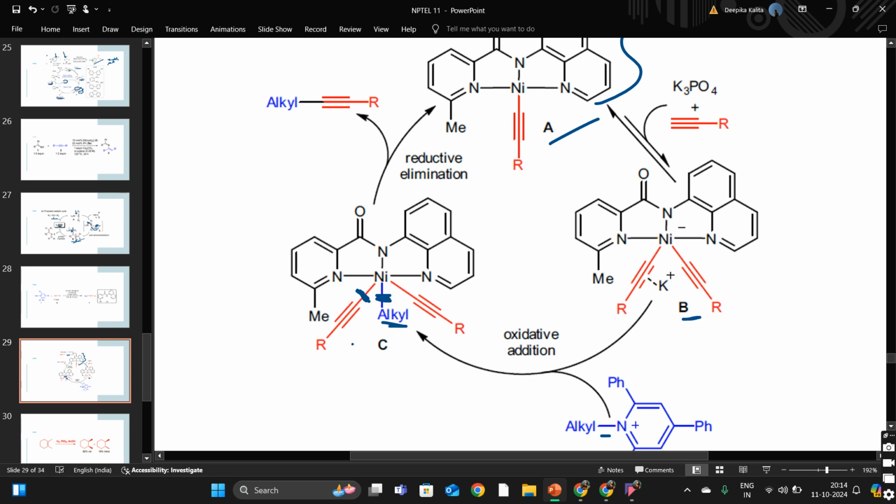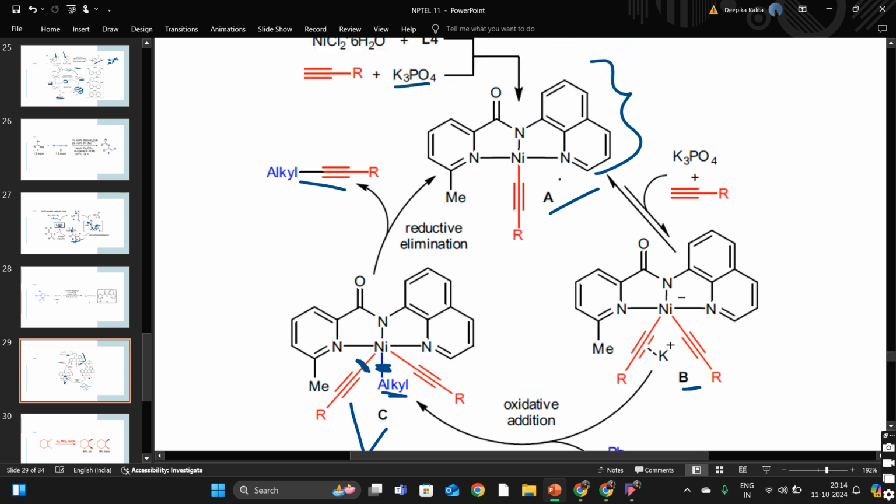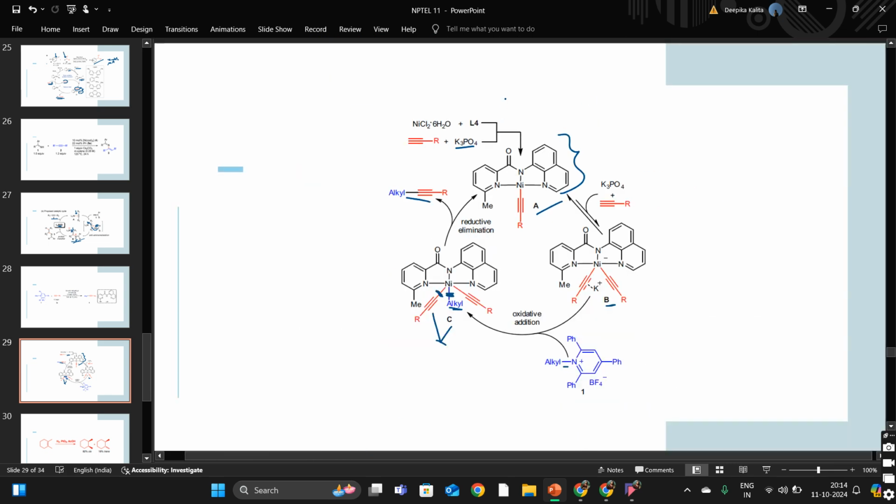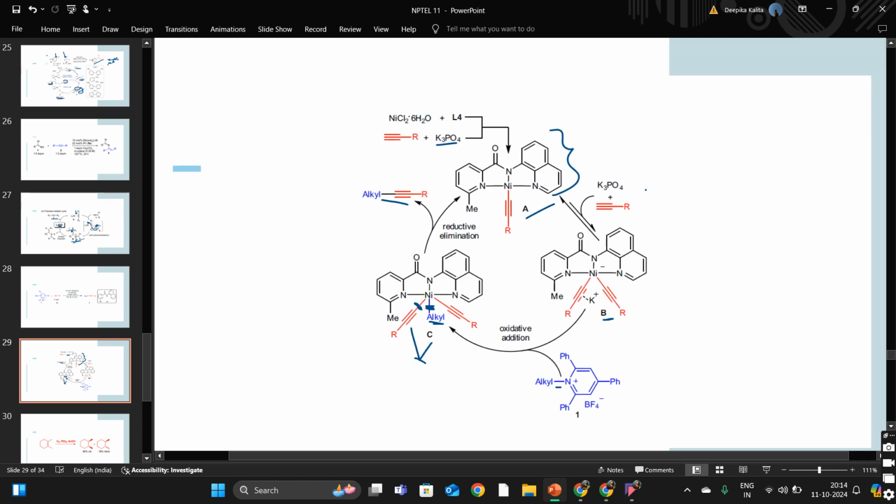Okay, so these two will leave to give us the final product which is shown here, and this intermediate A is now again regenerated and it is ready for another cycle of the catalysis. Okay, so this is how this nickel catalyzed coupling reaction will take place between alkyne and alkyl pyridinium salt.